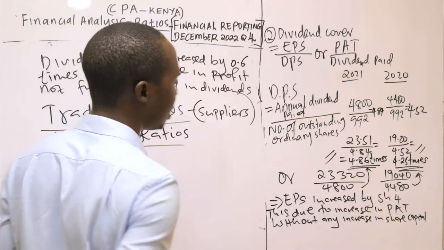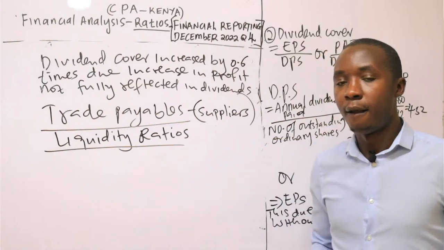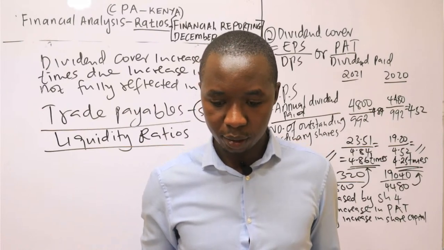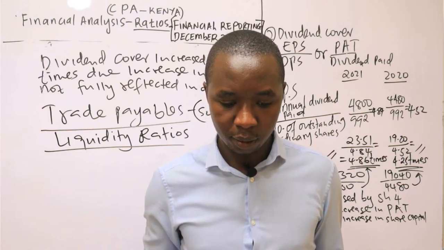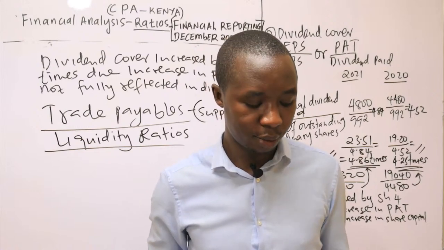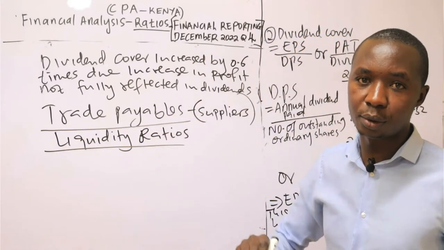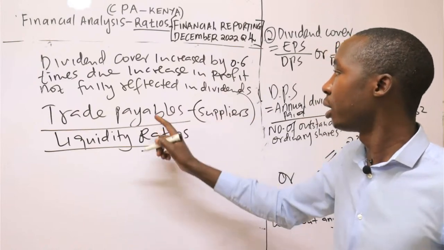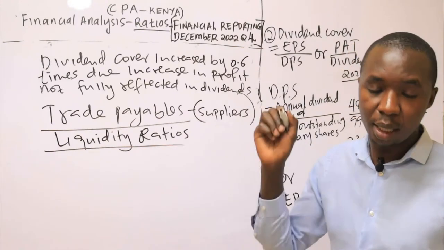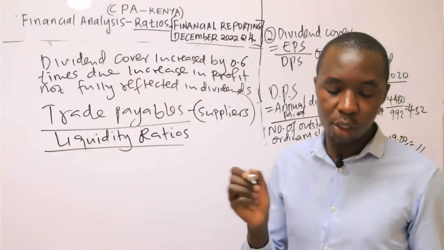What do the liquidity ratios tell the company? For the students following, comment something so that I know what you think. It tells the company about its ability to pay its obligations. So will the company be in a position to pay the suppliers? We look at the liquidity ratios. They measure the ability of the firm to meet its short-term obligations as they fall due.